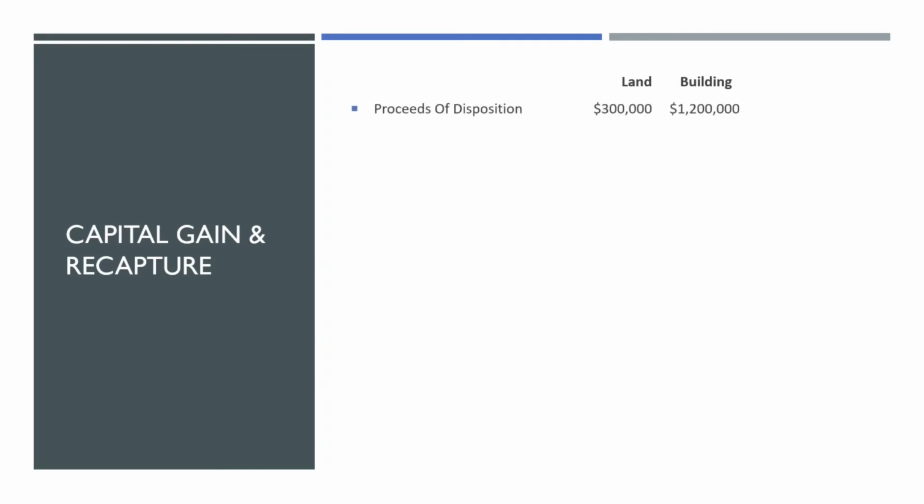And we begin with capital gain and recapture. Let's just take a look at everything from a big picture perspective. We know that there's a capital gain on this transaction, and if we want, we can break it down by the asset type. There was land and a building. We have our proceeds of disposition, $300,000 for the land and $1.2 million on the building. And from that, we subtract the adjusted cost base, or our capital cost, of $250,000 and $950,000. Our capital gain then is $300,000.